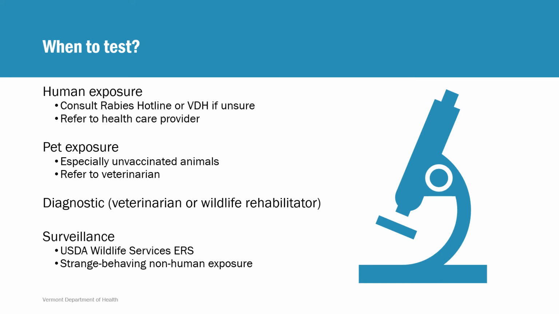So when to test? In Vermont, we prioritize and test animal specimens for several reasons. The highest priority reason is for possible human exposures, to help decide if post-exposure prophylaxis treatment, or rabies shots, is necessary in that human. Other reasons include testing animals that may have exposed domestic pets or livestock to rabies, testing animals for diagnostic purposes, and these are usually requested by veterinarians based on a clinical suspicion of rabies, and lastly, through surveillance.